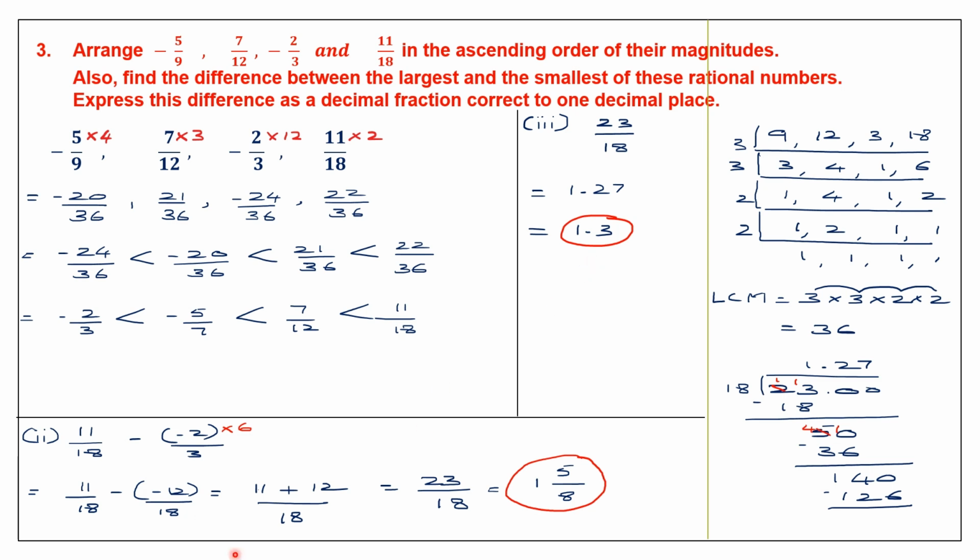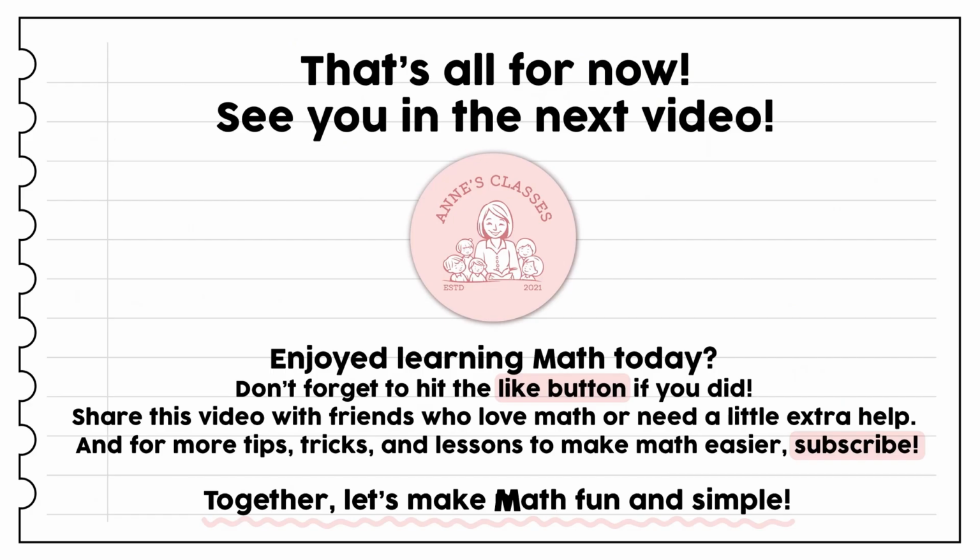Now we have all three answers. We have written in ascending order, that is this answer. Then we have found the difference between the largest and the smallest of these rational numbers, and this difference we have expressed as a decimal fraction correct to one decimal place. That's all for now. See you in the next video.